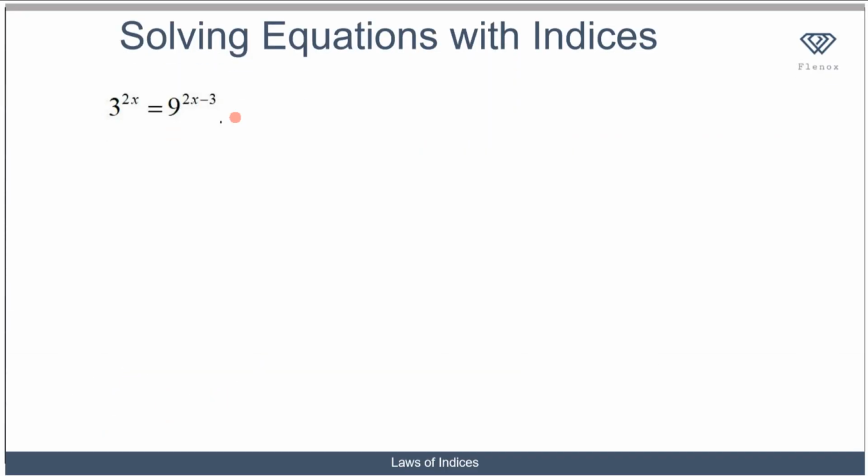Now let's look at another example on how to apply it. We are told that 3 raised to the power 2x is equal to 9 raised to the power 2x minus 3. What is our goal in solving questions like this? Our goal is to make sure that the bases on both sides of the equation are equal. How do we go about that? First and foremost, I ask myself, how can I make them equal? If I look at 9, I see that I can write 9 in the form of 3, because I know that 9 equals 3 squared.